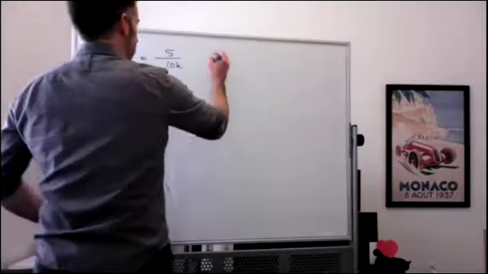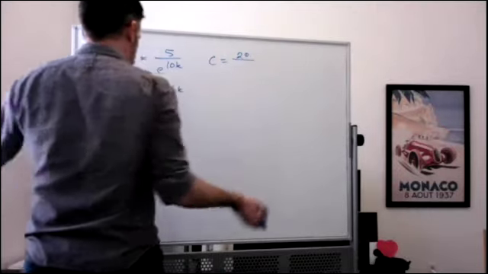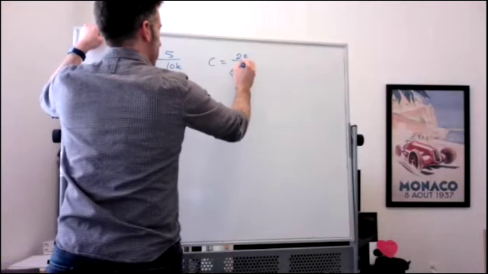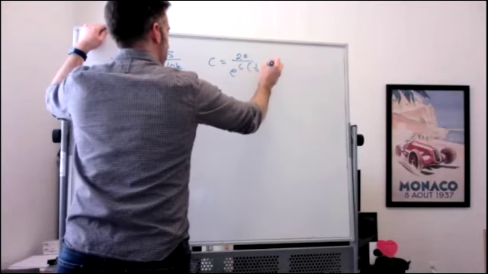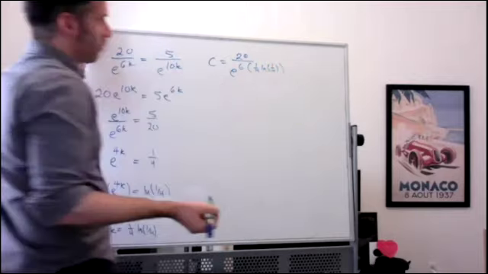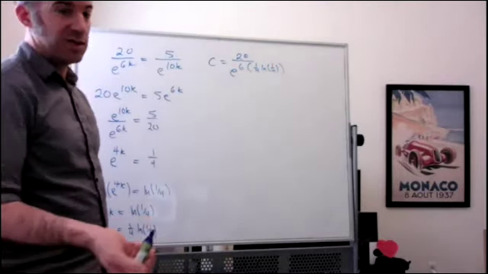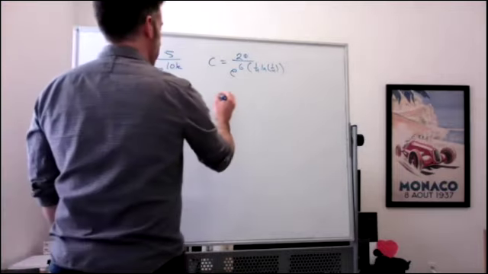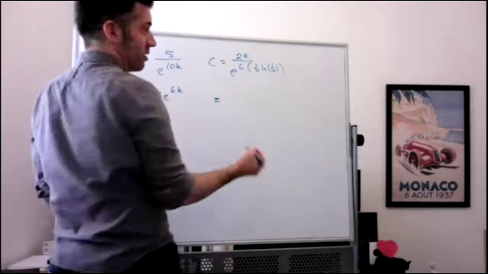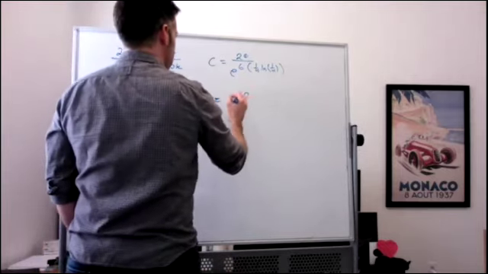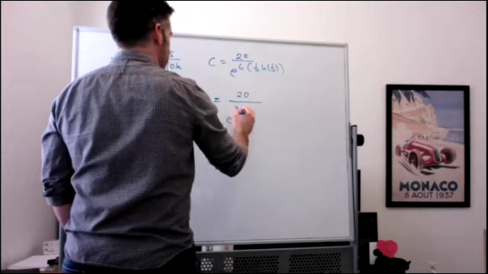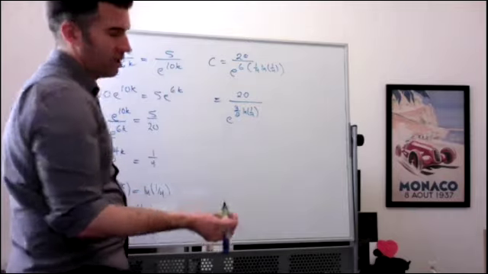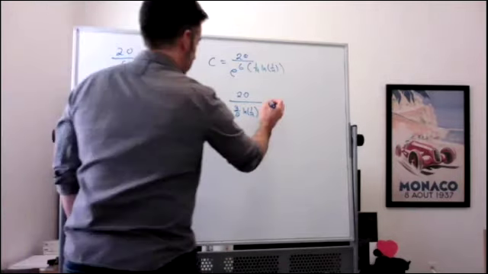So c equals 20 over e to the 6k. So e to the 6 times 1/4 natural log of 1/4. And then you could either use a calculator or simplify this. And this actually does simplify really nicely, believe it or not. 6 times 1/4 is 3/2. This is 20 over e to the 3 halves times the natural log of 1/4. Prepare for some simplification here.